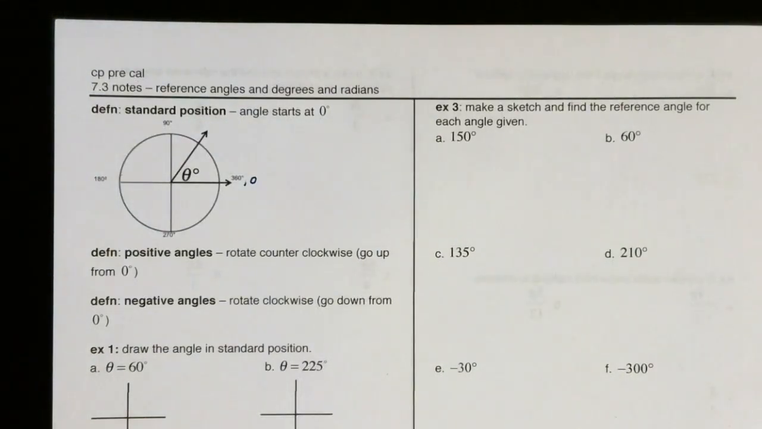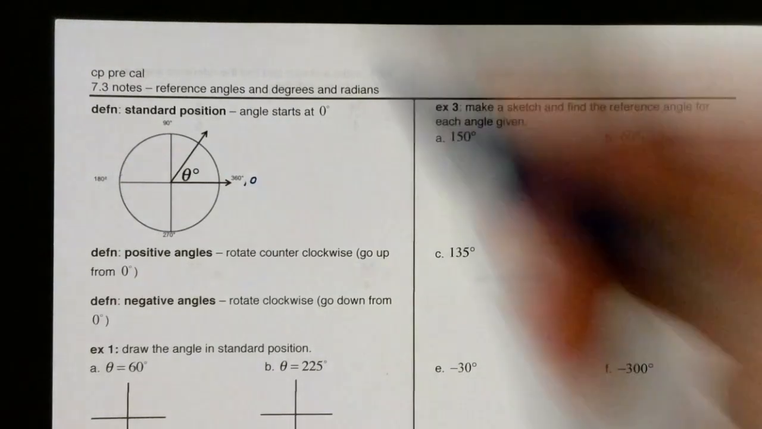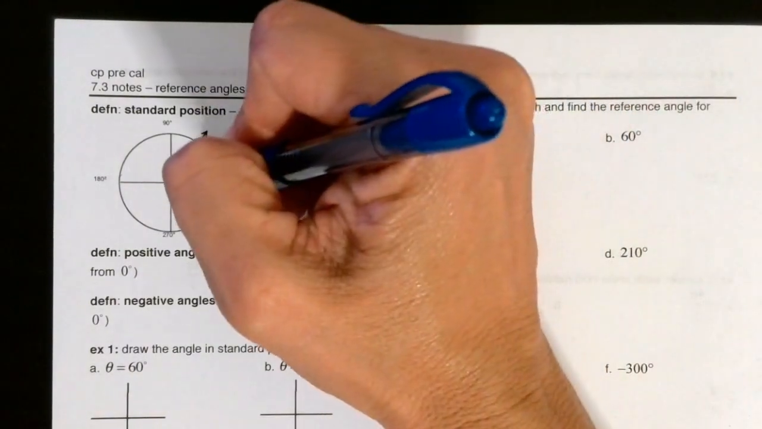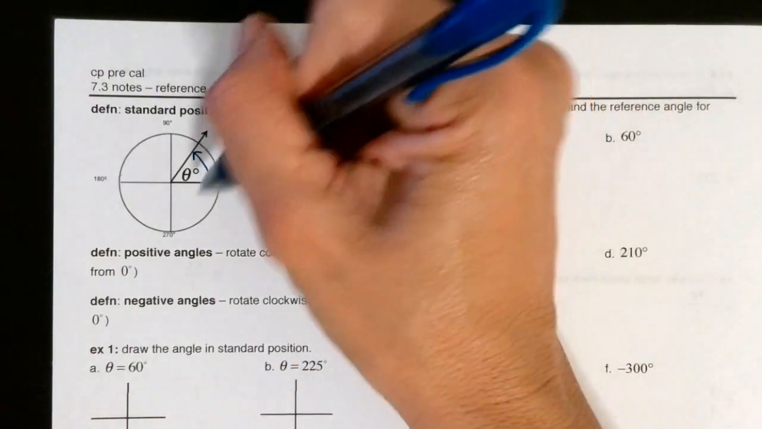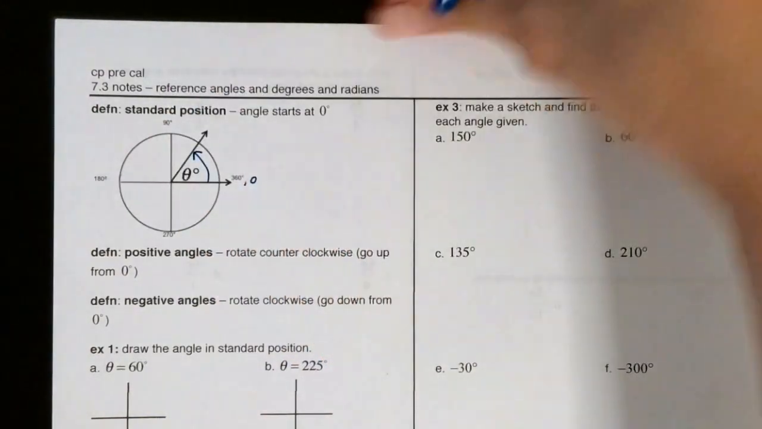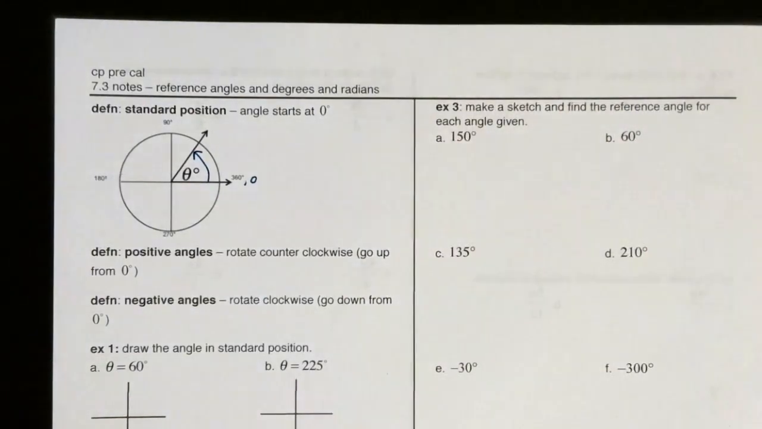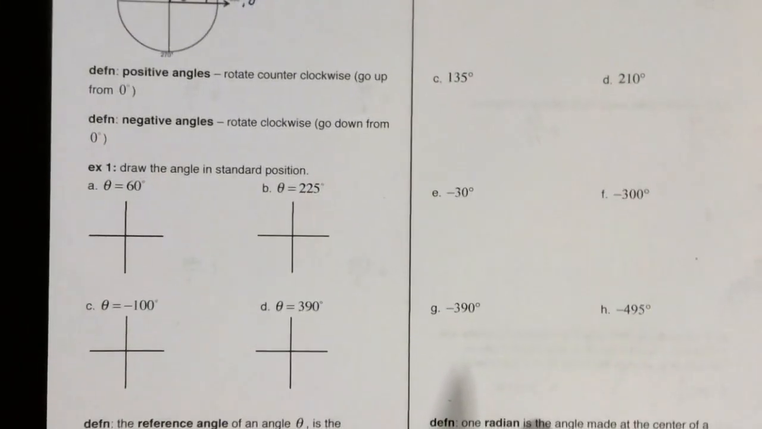If it's a positive angle, we are going to go up, so we are going to go counterclockwise, so we go up this way. If it's a negative angle, we're going to go down. Okay, so that's the first part. So we are starting with drawing our angle. So draw a 60-degree angle.